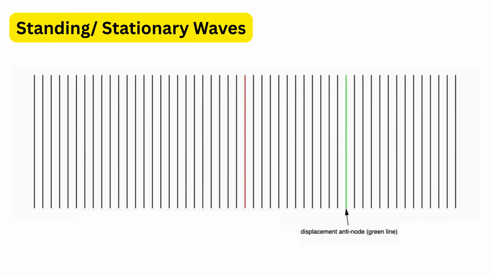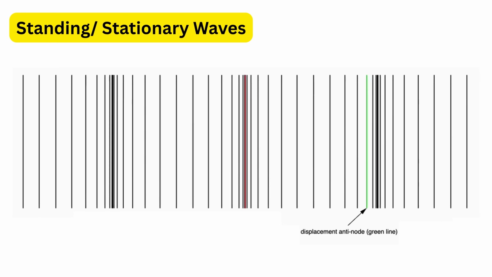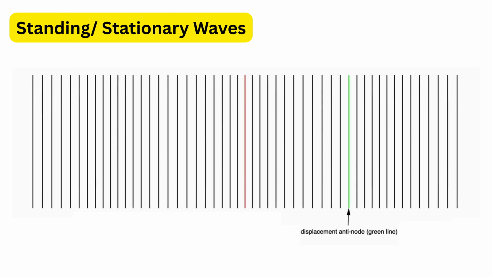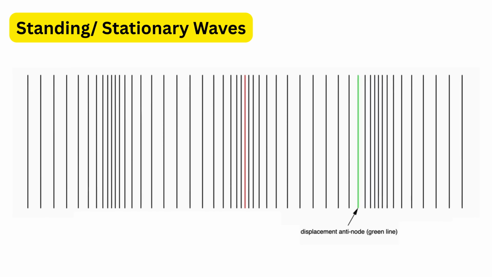You can actually see this if you pluck a guitar string. The wave doesn't travel across the string. It forms a steady vibration pattern between the ends.